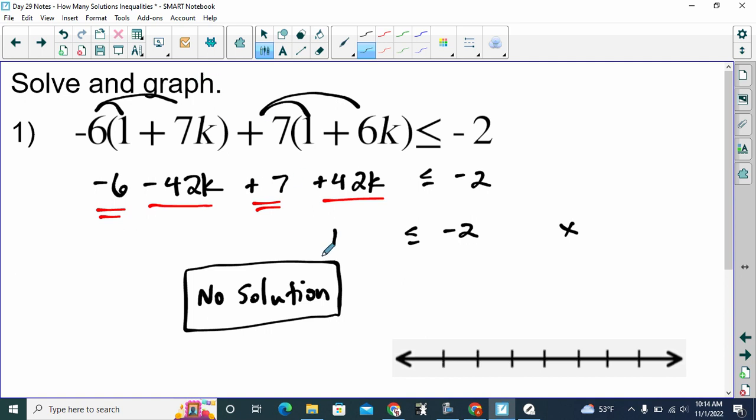It also asks us to graph our solution. We want our graph to show that there is no solution. So yes, we probably should number our number line, but we should not shade anything in. There are no solutions. Again, this only happens if all of the variables, in this case all of the k's, cancel out.